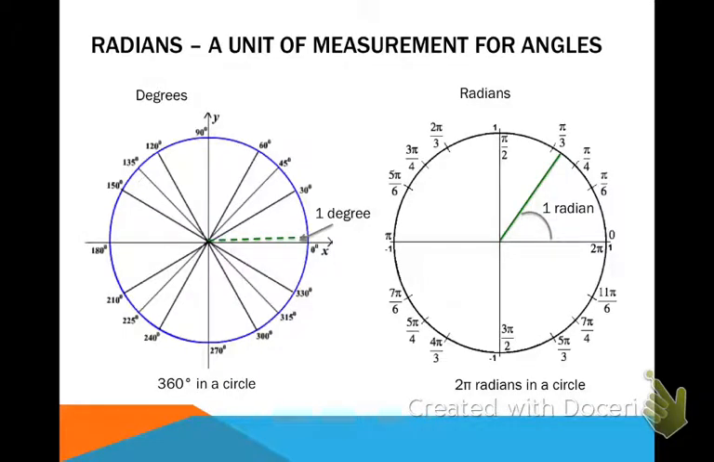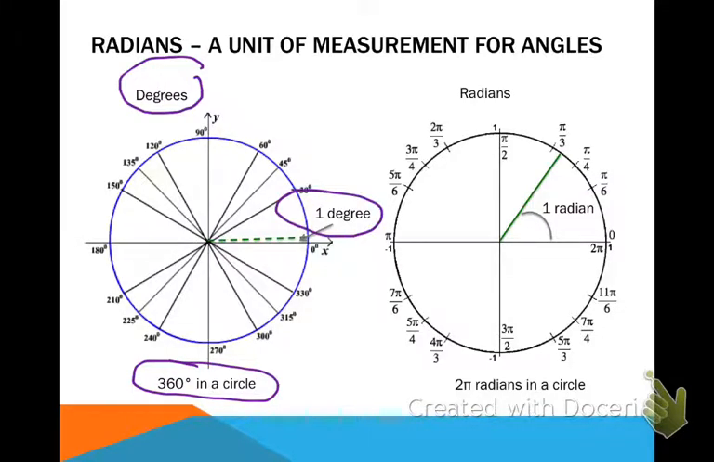What is a radian? Well, a radian simply is a unit of measurement for angles. If you look at the circle on the left, we've broken down the circle into degrees. That's a unit of measurement that's probably very familiar to you. Remember that there are 360 degrees in a circle, and so that makes 1 degree a very small angle.